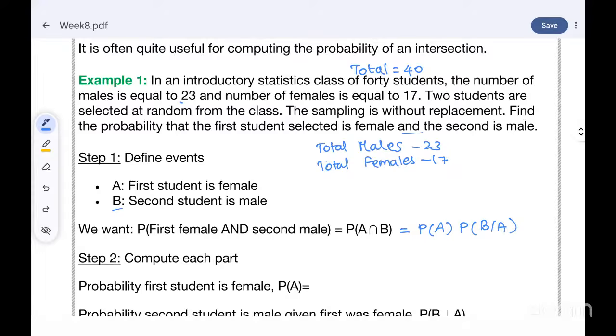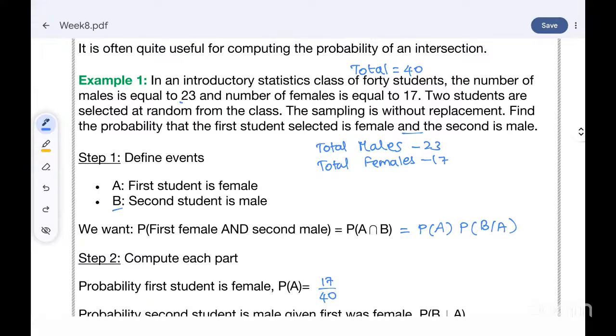Okay, so if you are using this formula, then what is P of A? Madam, your voice is not audible. 17 by 40. Can you hear me now? Yes, ma'am. What is P of A now? 17 by 40.